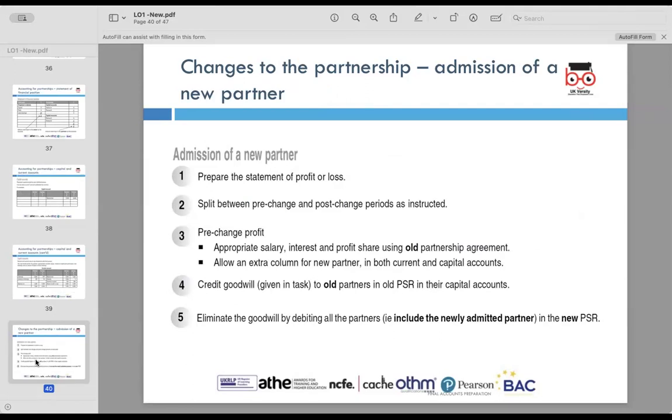Admission of a new partner. When a new partner joins a partnership, several accounting adjustments are necessary to accommodate the change in ownership and profit sharing structure. The process involves updating profit allocations, adjusting capital accounts, and ensuring a smooth transaction for all partners involved.